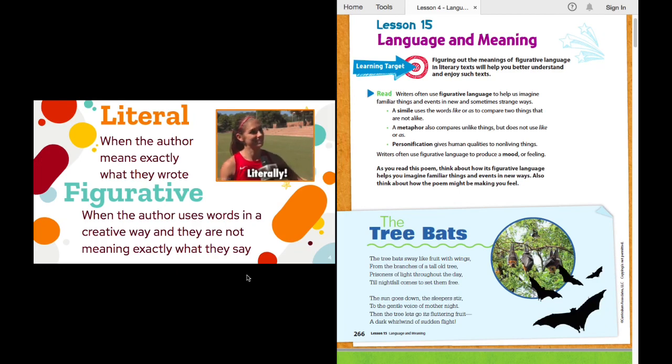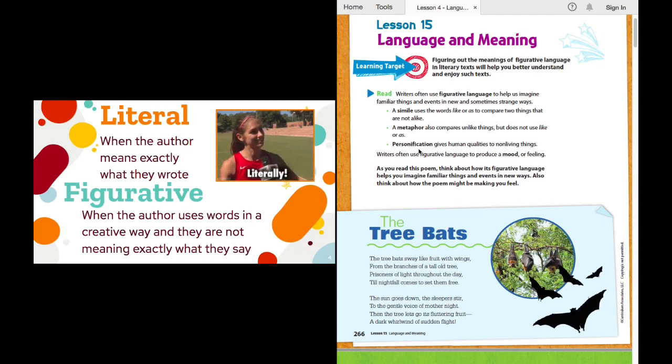Literal is what the author literally says, so when the author actually means what they wrote. So this could really mean anything, but when they say something exactly and they mean that exact thing, that's when it's literal. Figurative is when the author uses words in a creative way and they're not meaning exactly what they say. So there's some ways that authors try to be creative and try to describe things, and so today we're going to be taking a look at figurative language and specifically what types of figurative language authors use often: similes, metaphors, and personification.